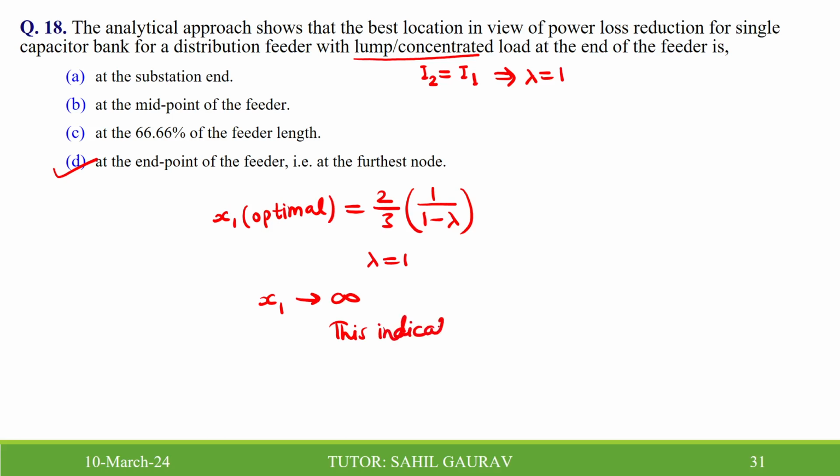The other way also, because all loads are concentrated at the end of the feeder, you have to install the capacitor bank at that place. This indicates the end of the feeder. So D is the correct answer.